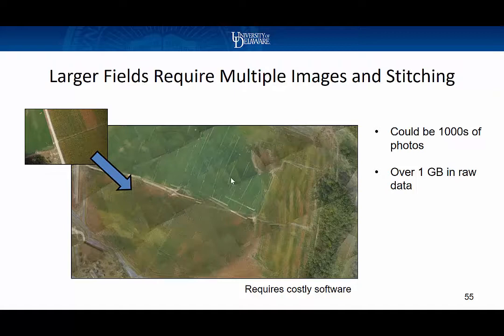I have over 1 gigabyte in raw data from one flight. And I have what would cost you about $8,000 in software. It only cost me $1,200 because they want educators to use it so it can get promoted. But if you tried to buy the software I'm using as a private company, they would charge you $8,000 to stitch these photos. And then the question is, do you need it?